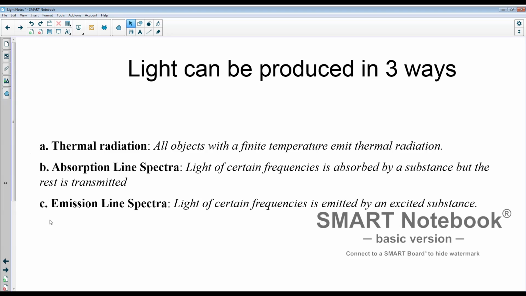Absorption and emission are two that you probably talked about in your chemistry class, that certain elements or certain substances can absorb certain frequencies or emit certain frequencies. And it turns out that the frequencies of light that they absorb and emit are the same, depending on the substance.